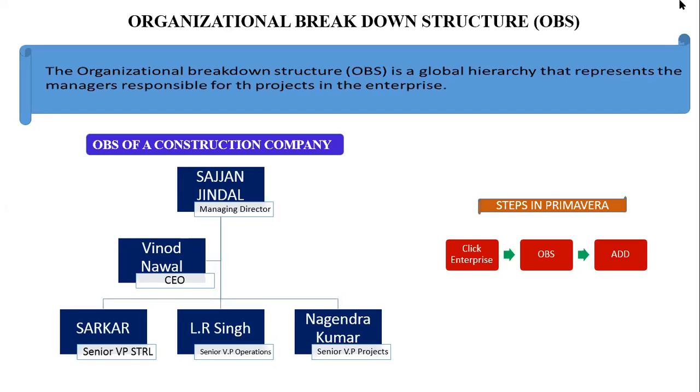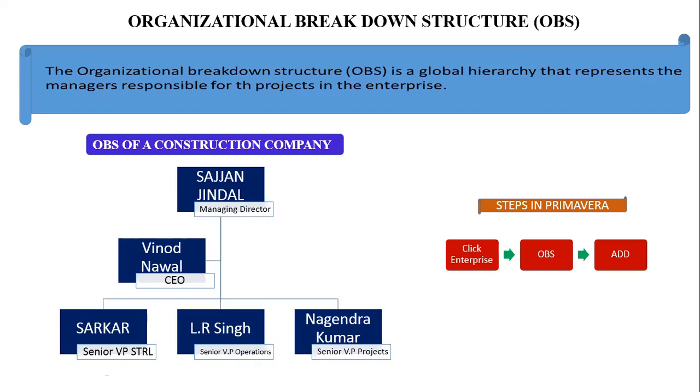Under mom, there'll be siblings. So consider two sons and two daughters. This is the hierarchy we get. For example, I'm giving here an organization breakdown structure. I have considered JSW Steel Limited, that is Jindal, as an example. Here we have a managing director. Under the managing director, we have the CEO. Under the CEO, we have three VPs: senior VP structural, senior VP operations, and senior VP projects.